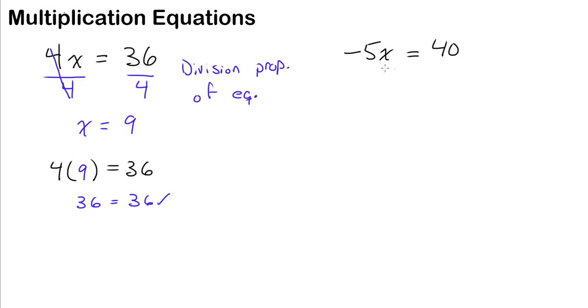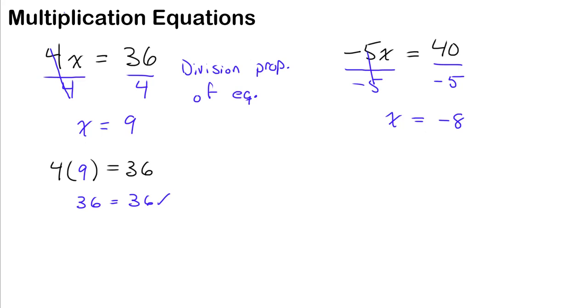So how do we undo multiplication? By division. And like I just said, when you're undoing multiplication or division, you keep the sign. So how do we undo multiplication by negative 5? We're going to divide by negative 5. And since I'm dividing the left by negative 5, I have to divide the right by negative 5 as well. So negative 5x divided by negative 5, that gives me 1x, or x. And 40 divided by negative 5, that gives me negative 8.